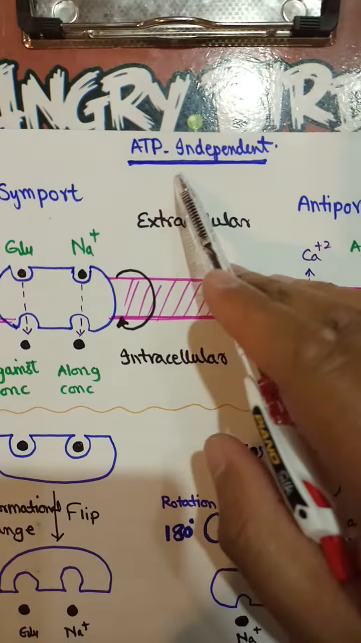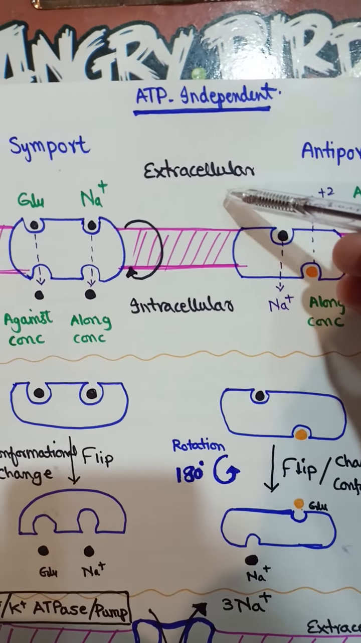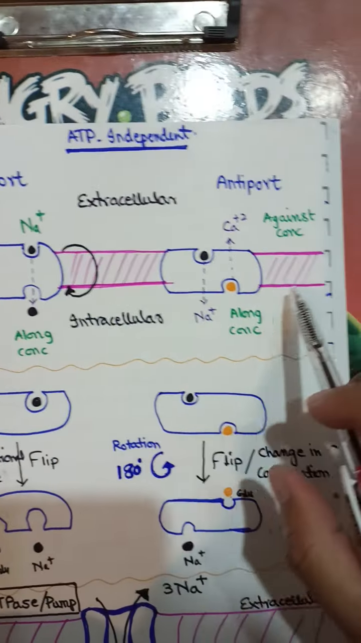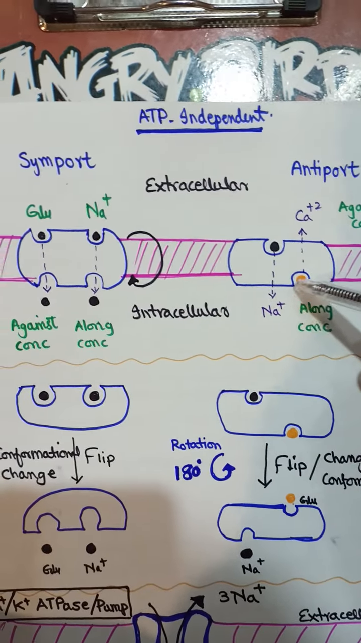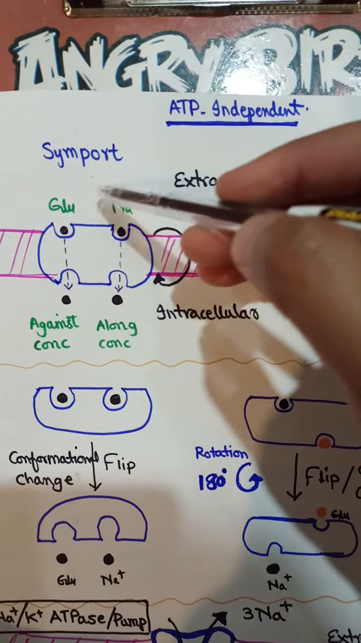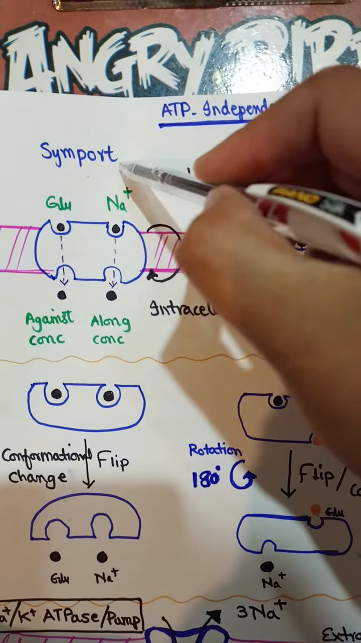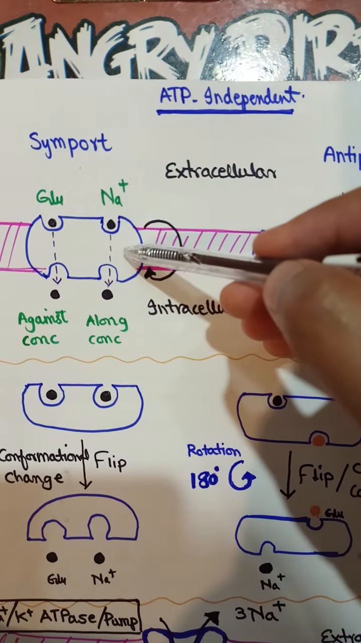If we look at the transportation mechanism, ATP independent transportation, here we have an example with the extracellular space and intracellular space, and here is the membrane, and these are the transmembrane proteins or integral proteins. First we will look at the example of a symporter, like the sodium glucose transporter.